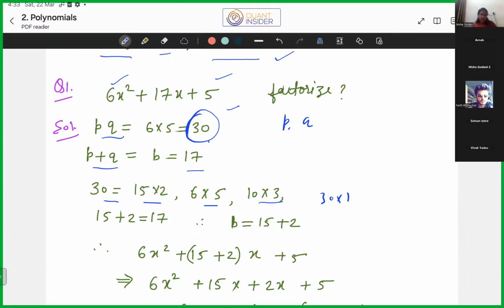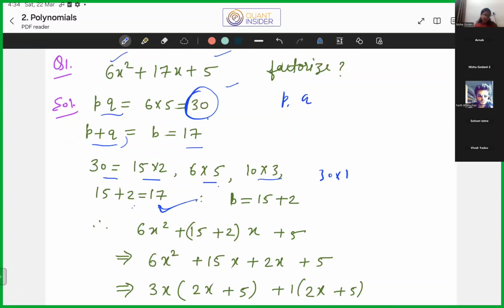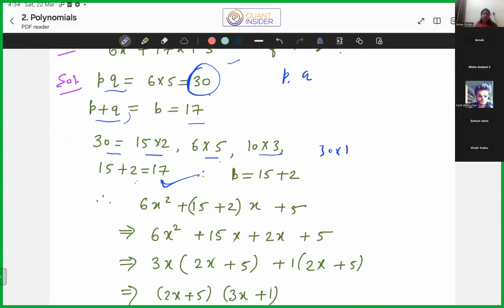But what about the second condition? The sum p plus q must be equal to 17. So 15 plus 2 must be equal to 17 in this question. For the other factors, 6 plus 5 is not 17, 10 plus 3 is not 17, but 15 plus 2 is 17. So this polynomial can be written like this.